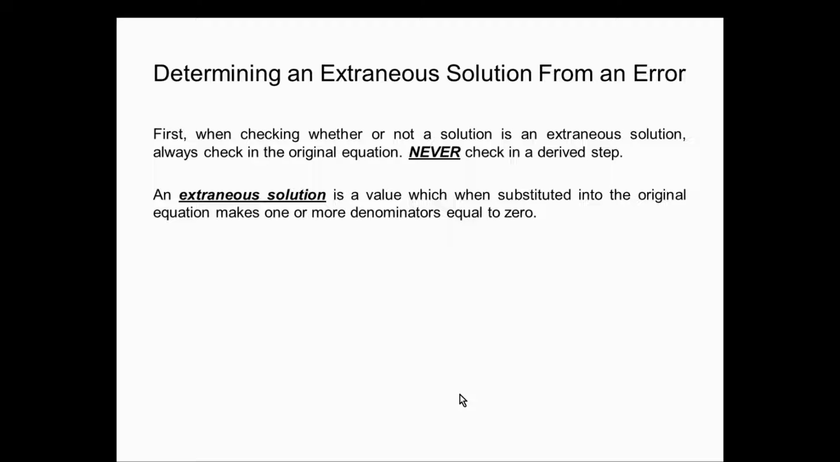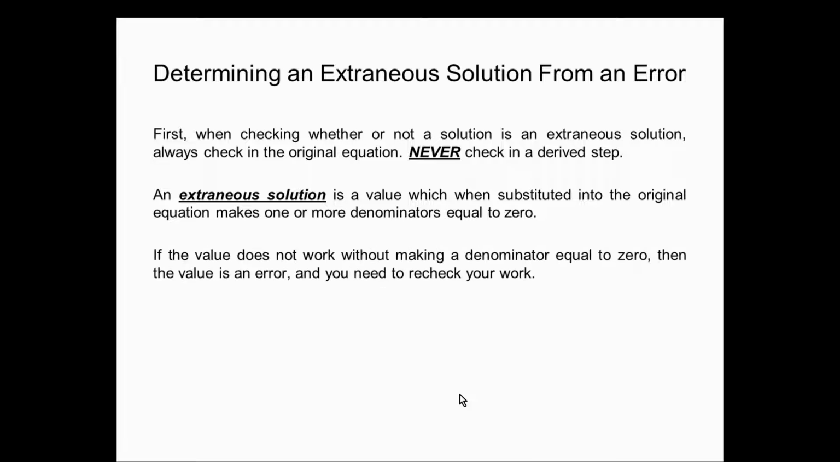An extraneous solution is a value which, when substituted into the original equation, makes one or more denominators equal to 0. That's how you know it's extraneous. Okay, it makes one or more denominators equal to 0. Now, if your value doesn't work without making a denominator equal to 0, then that's an error. Extraneous solutions in rational equations make a denominator equal to 0. So if the value does not work without making a denominator equal to 0, then the value is an error, and you need to recheck your work.